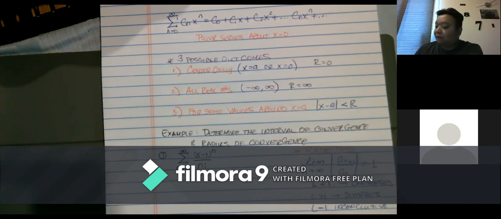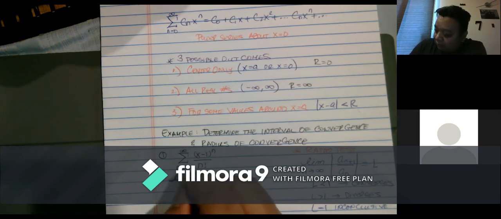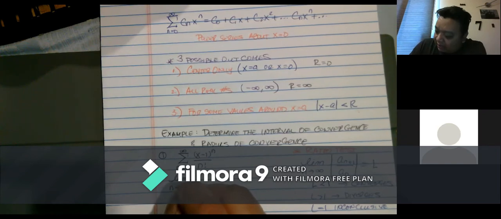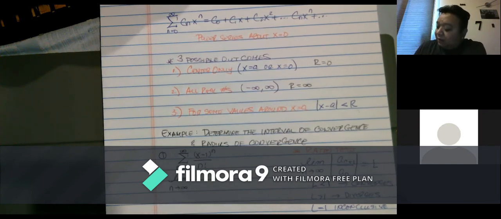Right? But obviously, we want it to converge. So the first one is, well, the result we want to get. So now let's go ahead and set up the ratio test for our power series. And so we take the limit as n approaches infinity. Okay.